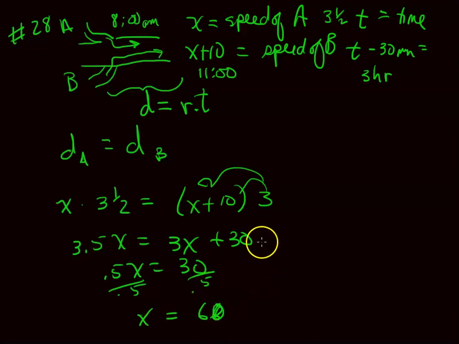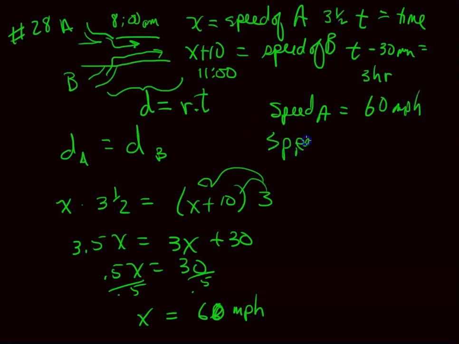So x, which stands for the speed of the car, is 60 miles per hour. And x plus 10 would be 70 miles per hour. So the speed of A is 60. And the speed of B, which is supposed to be 10 miles an hour more, is 70. Hopefully they're still within the speed limit.